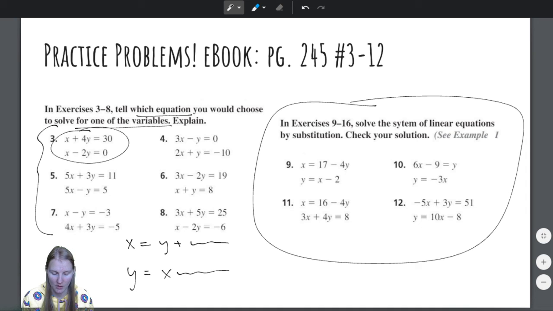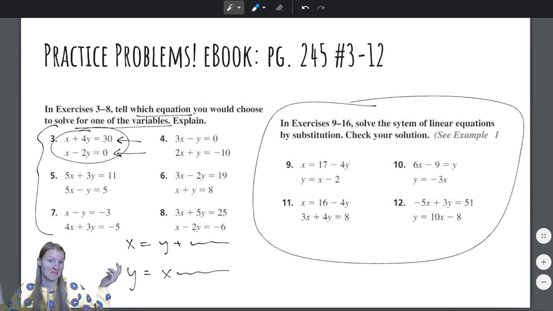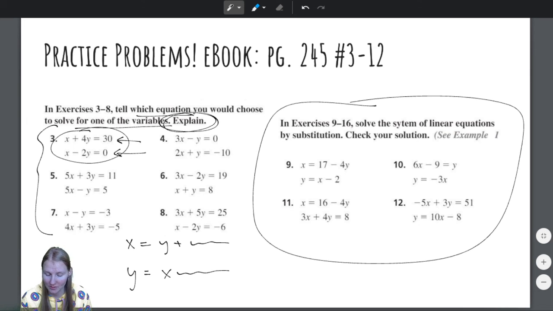In number 3, are you going to solve this equation for x or y? Or are you going to solve this equation for x or y? Which would you do and why? Make sure that you are able to explain. That shows that you really know what's going on.